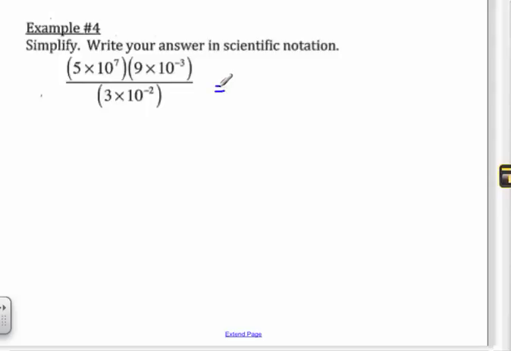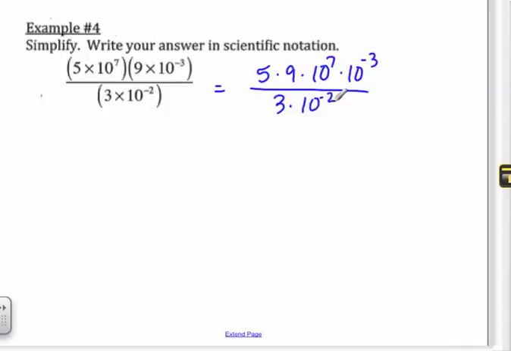This is the same thing as saying 5 times 9 times 10 to the 7th times 10 to the negative 3. Do you agree? It's all being multiplied, so I can just move them around. On the bottom, this is 3 times 10 to the negative 2. Do you see how I could simplify the top? Jackson? Cancel? I don't want to cancel yet, but I'm going to in a minute. I want to simplify the numerator first, and then I'm going to do some canceling.